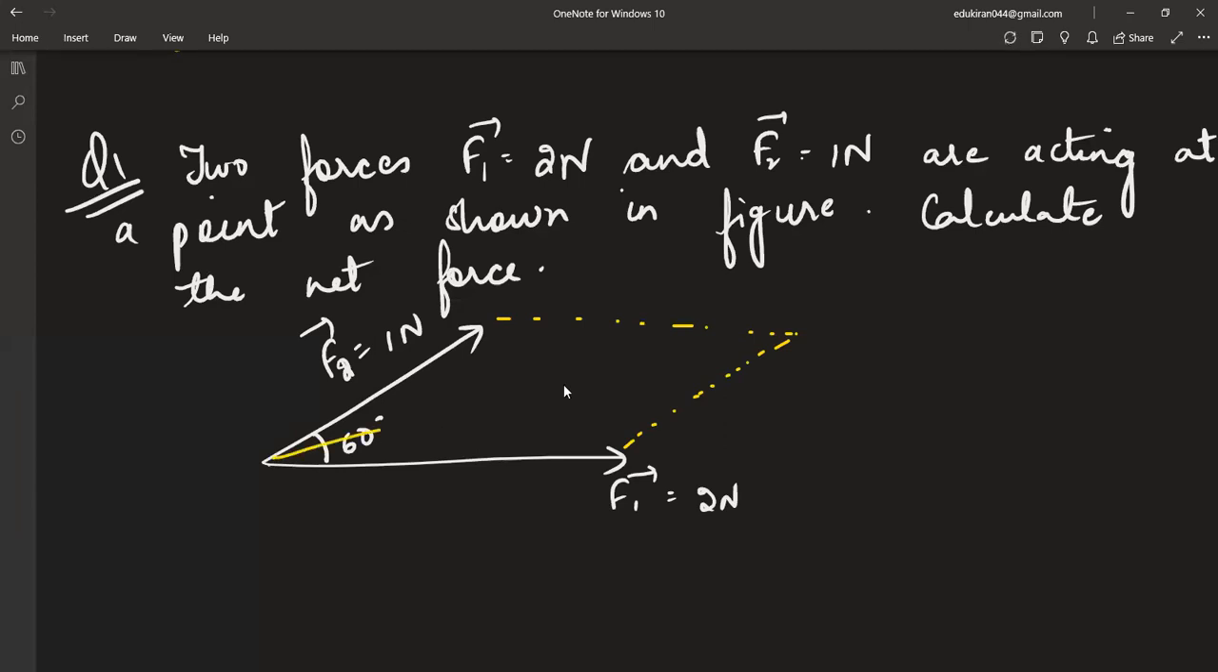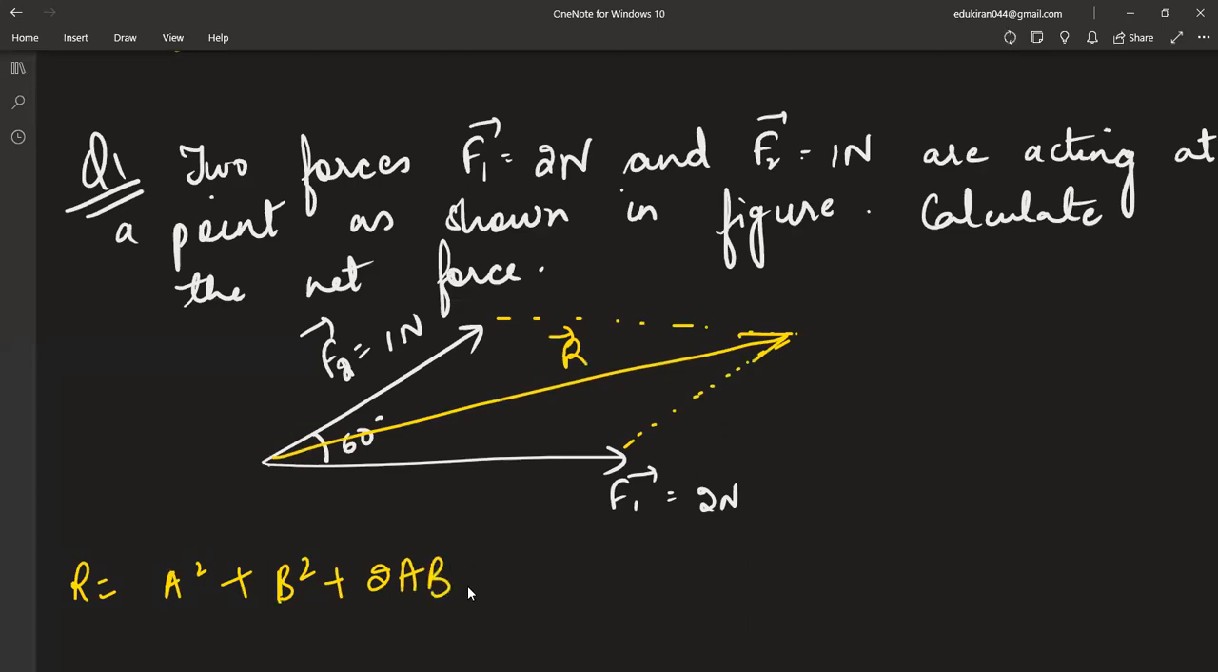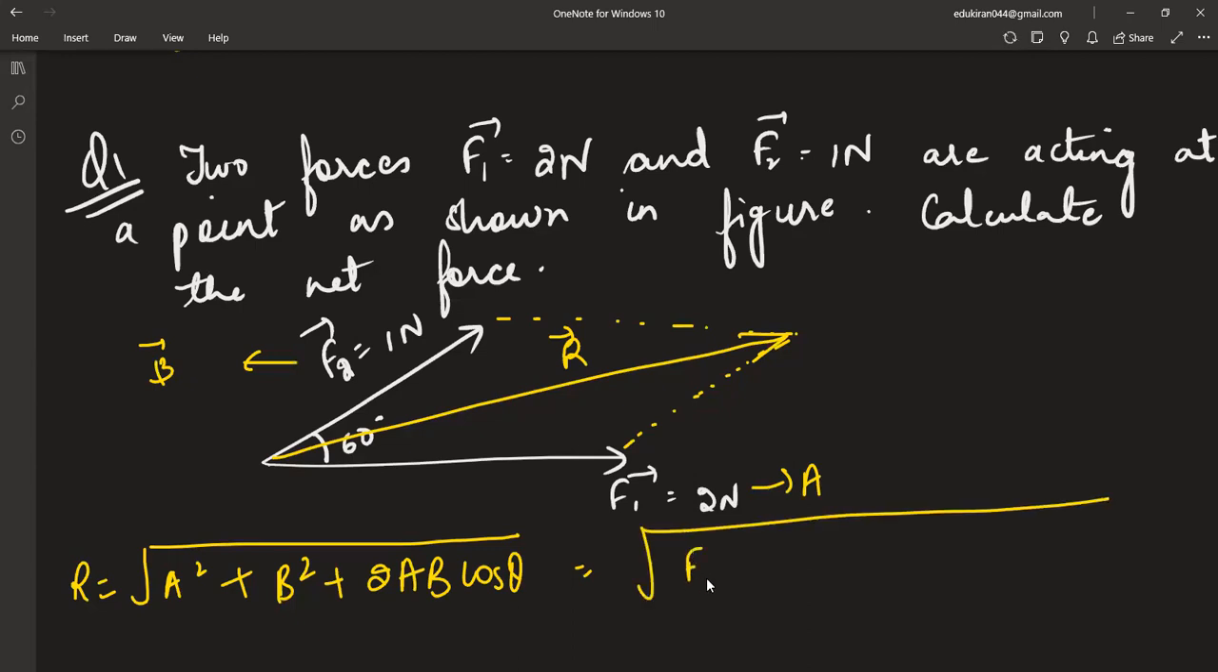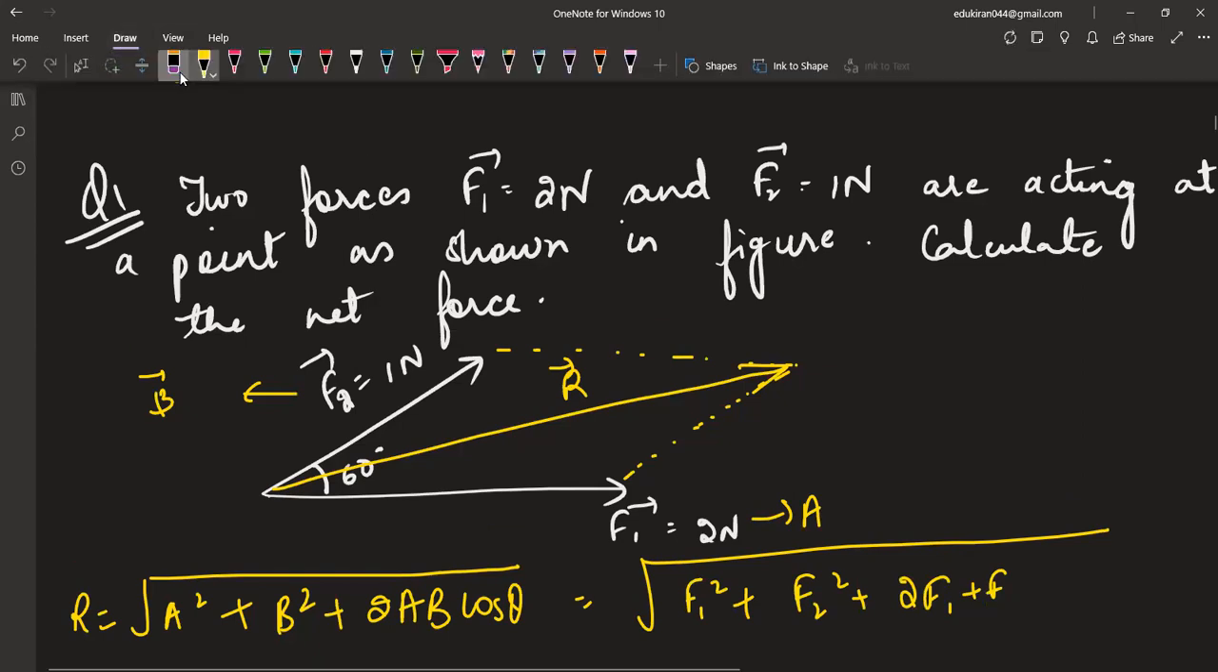We will get our resultant here. This will be the resultant, passing through the diagonal. Regarding the net force, first let us find the magnitude. Resultant is under root a square plus b square plus 2ab cos theta. Let's say this is our vector A, this is our vector B. So we will be writing F1 square plus F2 square plus 2 F1 F2 cos theta.